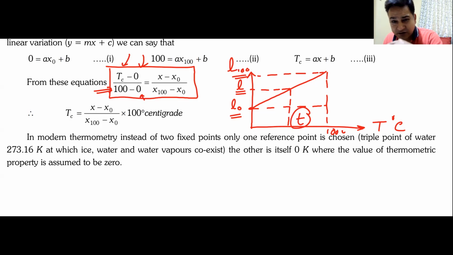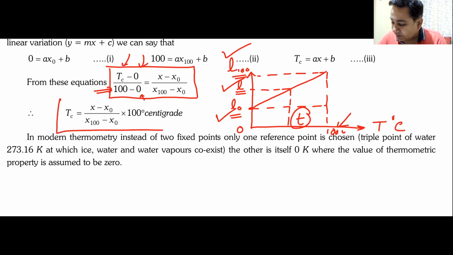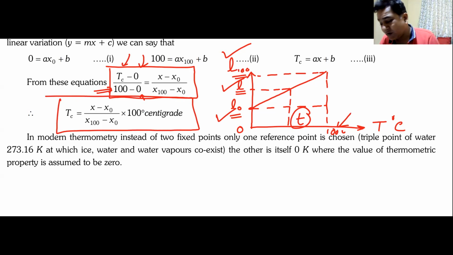You can find out the value of T in terms of L100, L0, L, the 0 degree and the 100 degree. And the equation that you get is like this. Temperature, from this graph, will be, with X standing for L, (X minus X0) divided by (X100 minus X0), multiplied by 100. Do you all understand this? Yes, sir. It comes from the linearity of the line. The line is a straight line.